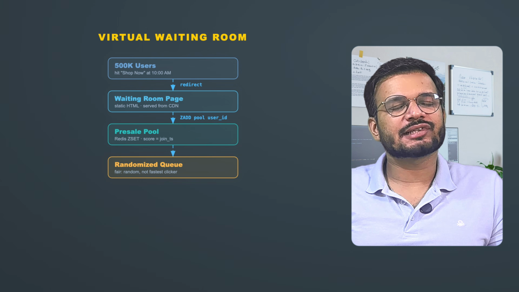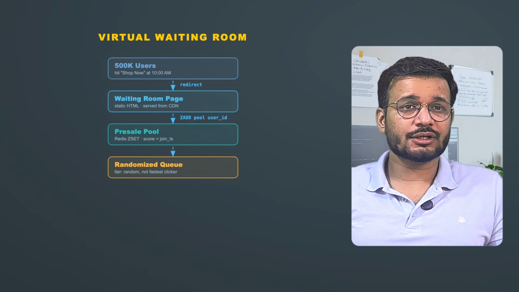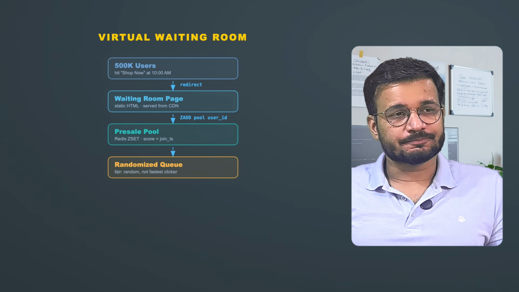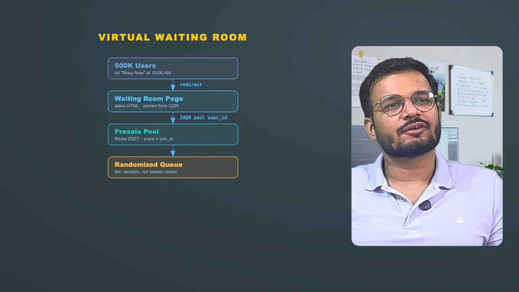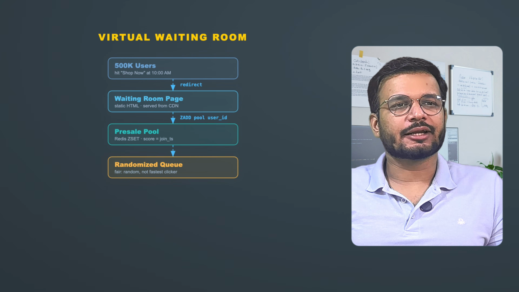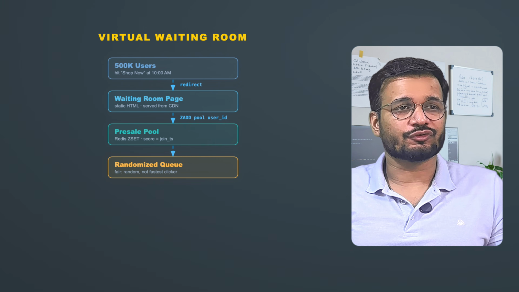Then we have a sorted set for the event pool for the people who joined after the post-sale open. So this is the queue for the post-sale. Then we have a key where we have the event ID and the admitted count. This tells how many users have been admitted so far.